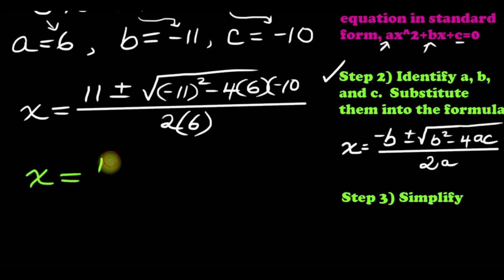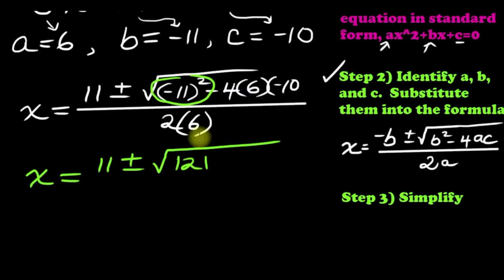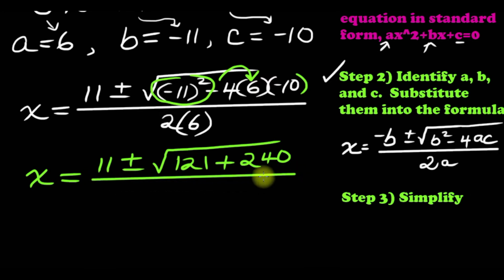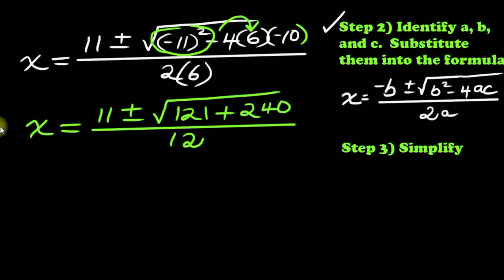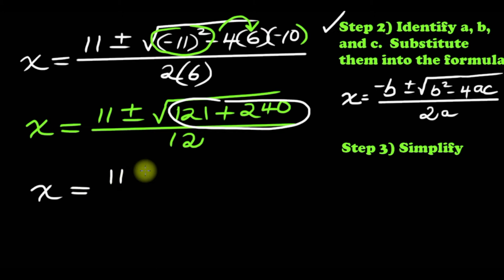So x is 11 plus or minus the square root of. Now negative 11 squared is going to give you 121 because it's negative 11 times negative 11. And then here you have negative 4 times 6, which is negative 24. And then negative 24 times negative 10 is going to give you positive 240. And that whole thing is going to be all over 2 times 6, which is 12. We're going to continue to simplify. So here you have x equals 11 plus or minus the square root of 121 plus 240, which is going to give you 361. And then it's going to be all over 12.